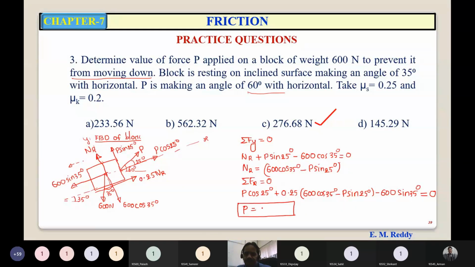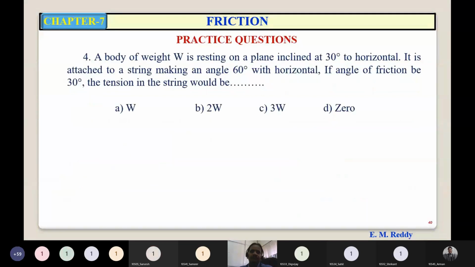276.68. A body of weight W is resting on a plane inclined at 30 degrees to the horizontal. It is attached to a string making an angle 60 degrees with the horizontal. If angle of friction is 30 degrees, the tension in the string would be dash.